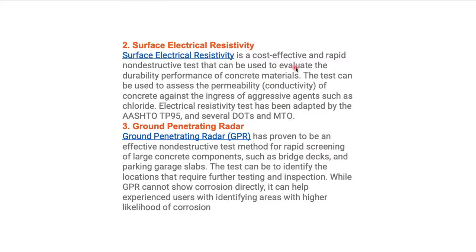of concrete materials. The test can be used to assess the permeability of concrete against the ingress of aggressive agents such as chloride. Electrical resistance tests are adapted by these standards. We have the Tex-C, the AASHTO T358 and the AASHTO TP95. This is a small test, we have seen it. And the next one, the third one, is ground penetrating radar, simply we can say the GPR, which is proven as a non-destructive test method for rapid screening. This is mainly used for bridge decks and garage slabs. Mostly we see the corrosion in those cases only.